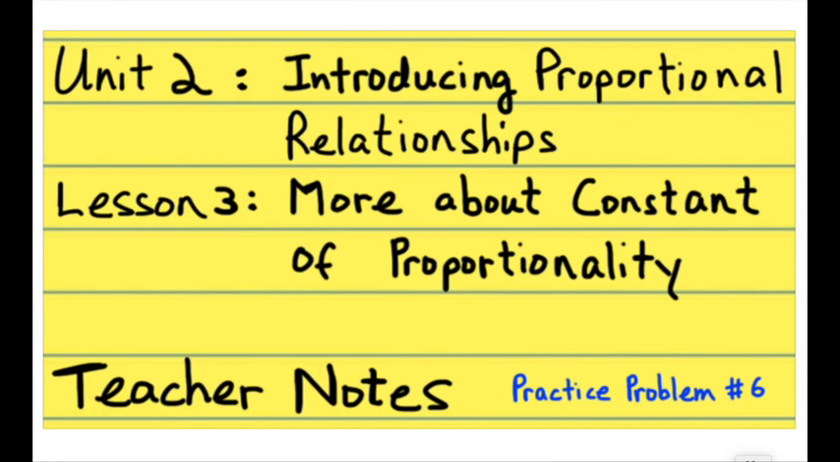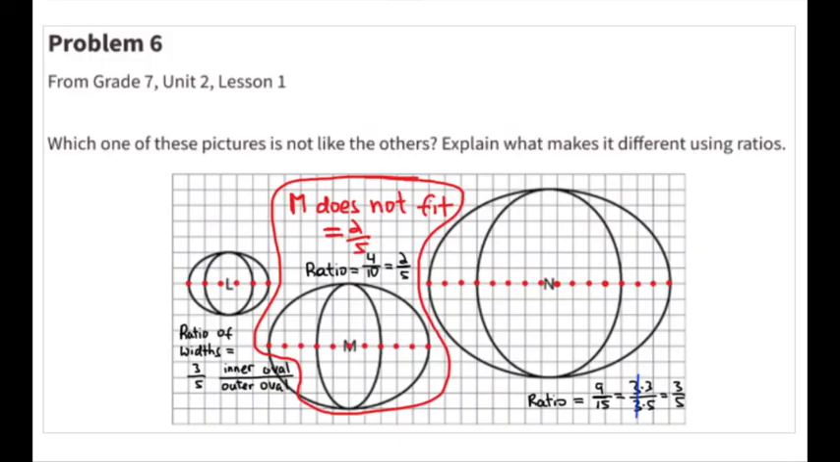This is practice problem number 6 for lesson 3. It asks, which of these ovals does not fit? So which one is not like the others? What I did is I looked at the ratio of the widths of the inner oval to the outer oval. So I counted the number of units for the width of the inner oval and compared that to the number of units of the width of the outer oval.